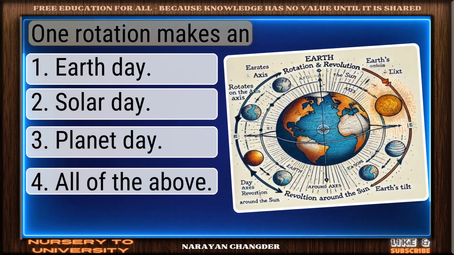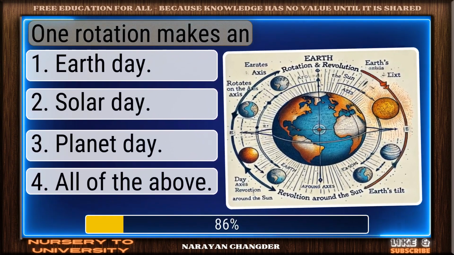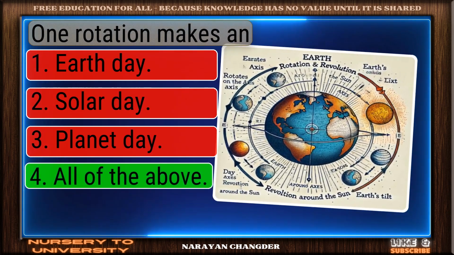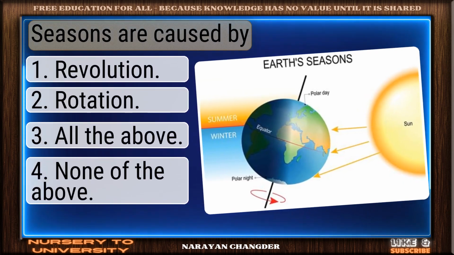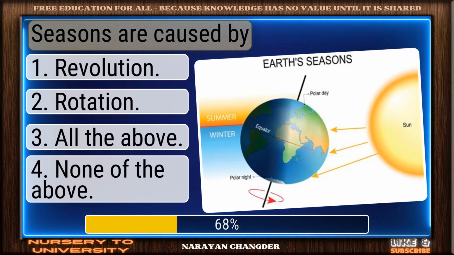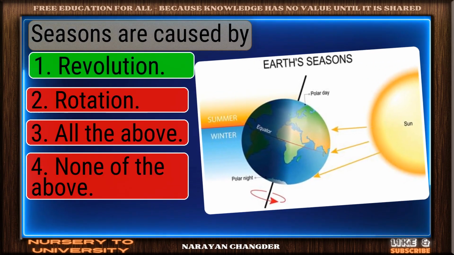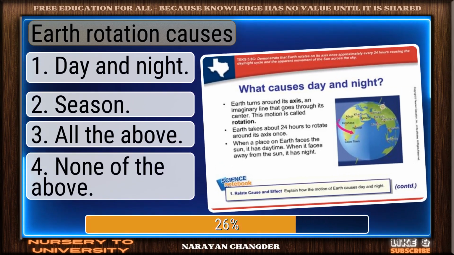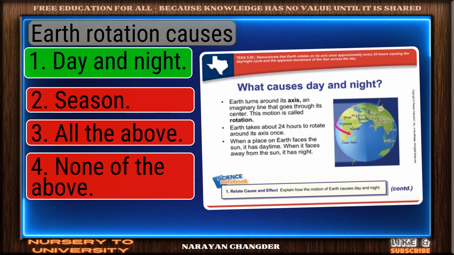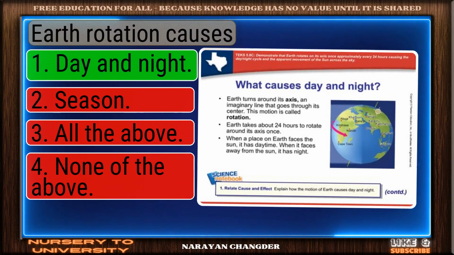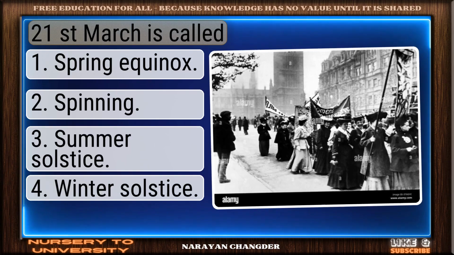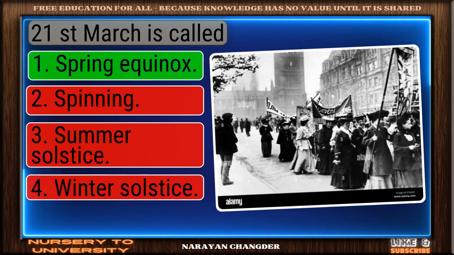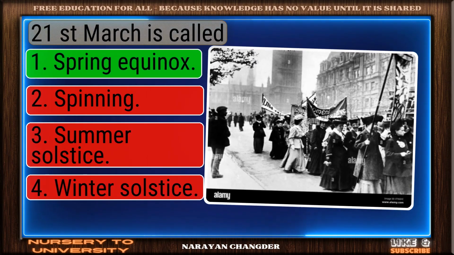One rotation makes an. Great thinking. All of the above is the right choice. Seasons are caused by. You got it. Your choice revolution is right. Earth rotation causes. Smart pick. Day and night is the correct choice. 21st March is called. Valid point. Spring equinox is true.